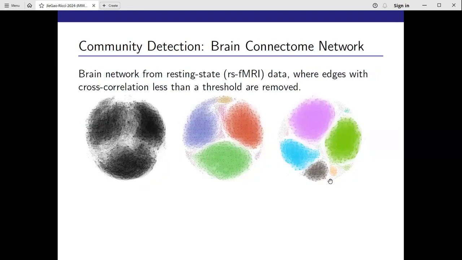This is a brain network. Again, we saw the brain network. This is fMRI data with the resting state brain network. The edges represent pairs of neurons that have high correlation. Again, we run this, we get different groups of neurons connected to each other, and we could again do a multi-resolution analysis to get different types of communities.